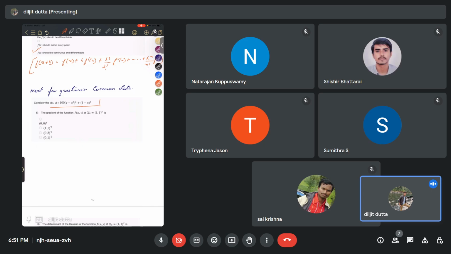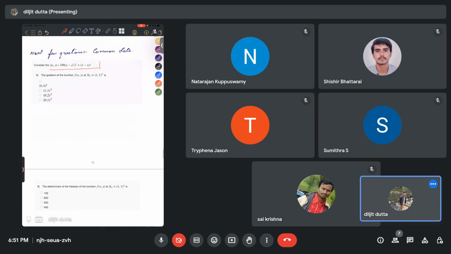so if we have to find the gradient, this is a two variable function, so the gradient will be in terms of two variables. That is, we have to get the partial derivative with respect to x, del f by del x, and then del f by del y. These two terms together will form the gradient. So first is del f by del x.